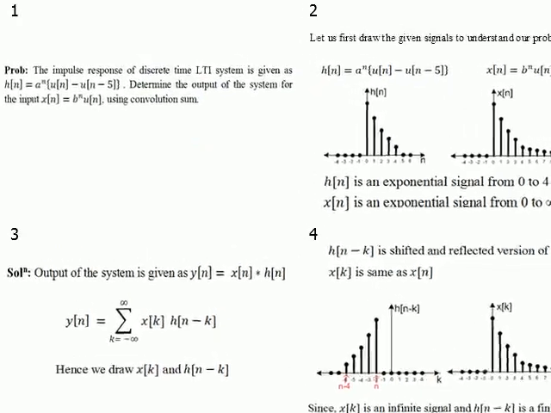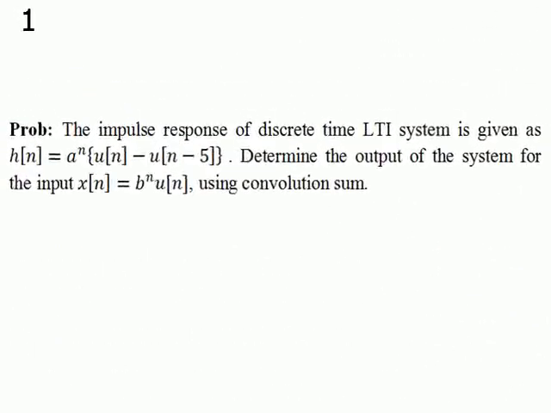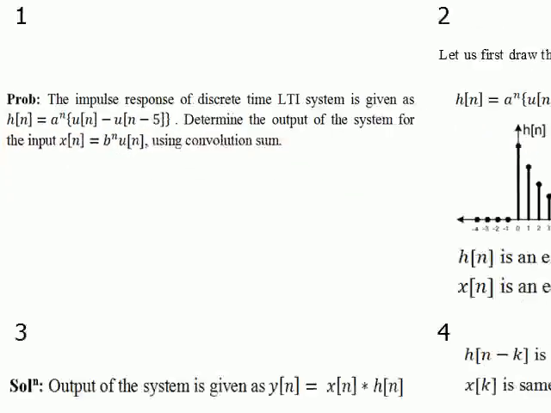Friends, in this video we are going to see a problem on convolution sum. The impulse response of a discrete LTI system is given as h of n equals a raised to n into u of n minus u of n minus 5. Determine the output of the system for the input x of n, which is equal to b raised to n u of n, using convolution sum.